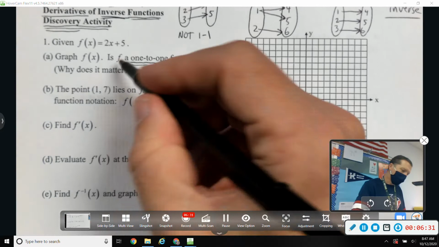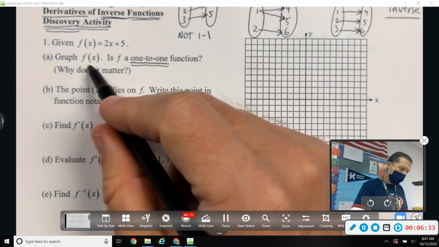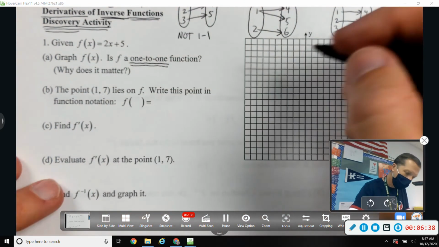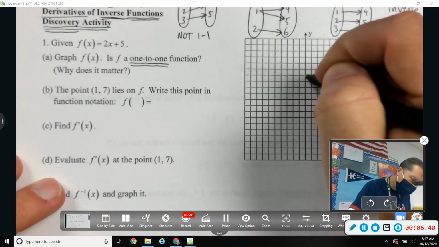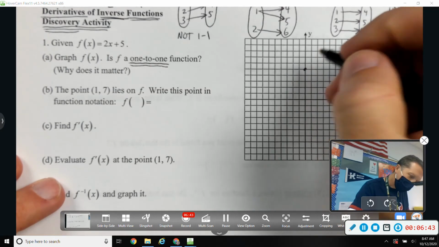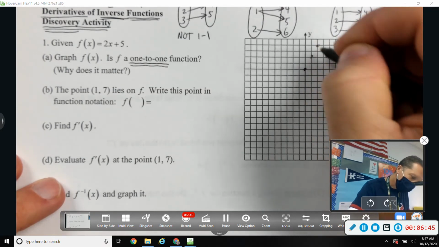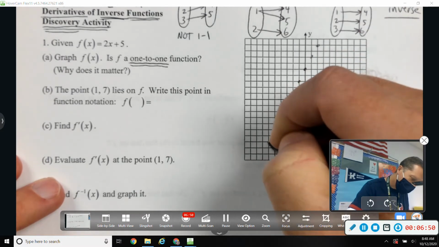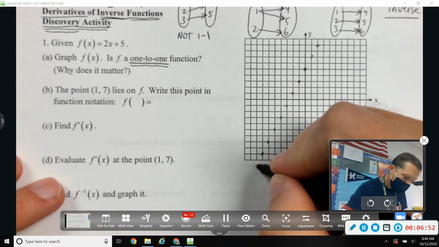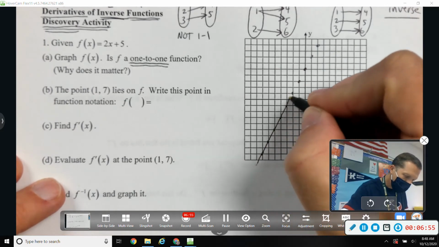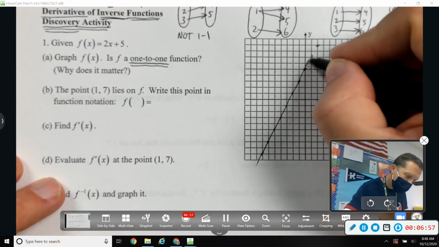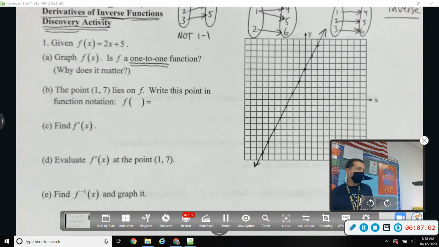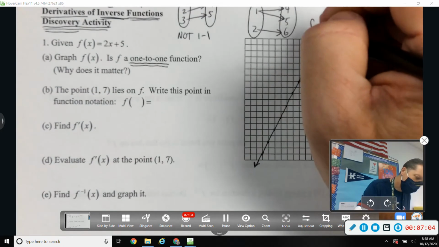All right. Given f of x equals 2x plus 5, graph f of x. Okay, that's a line. I can do that. y equals mx plus b. So I'll go up to 5, and then I'll go up 2 over 1. And there's my f of x. There's the function.